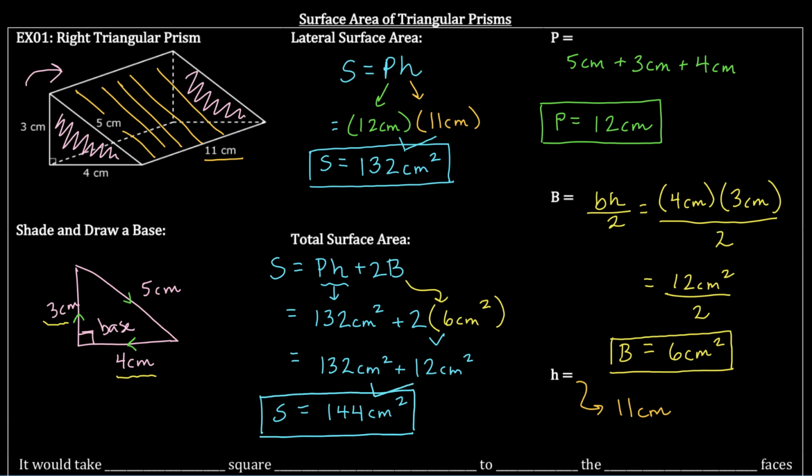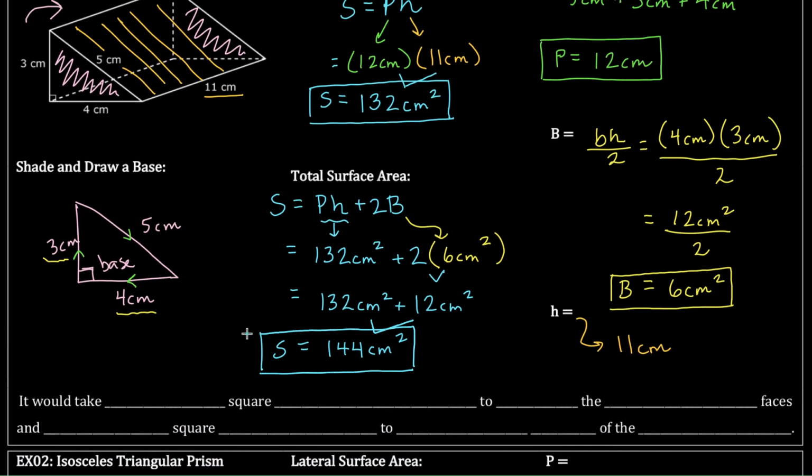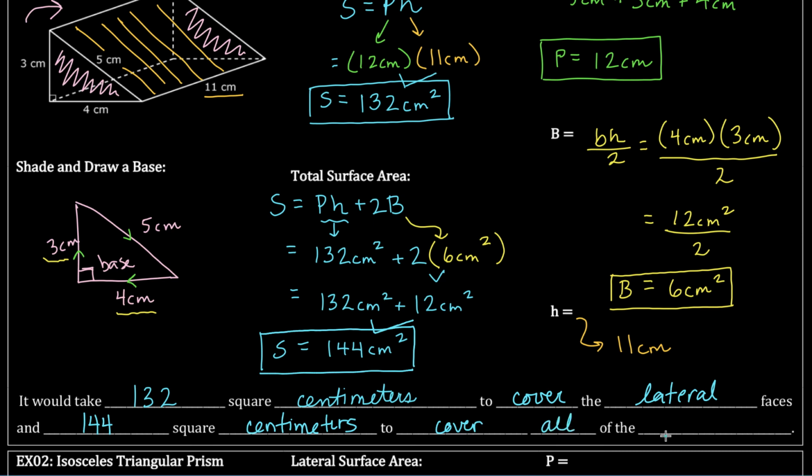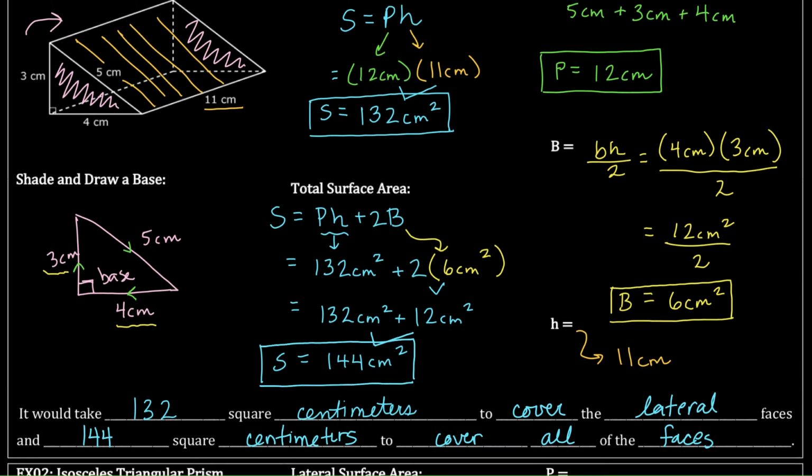Okay. Let's write our statement. It would take 132 square centimeters to cover the lateral faces and 144 square centimeters to cover all of the faces.